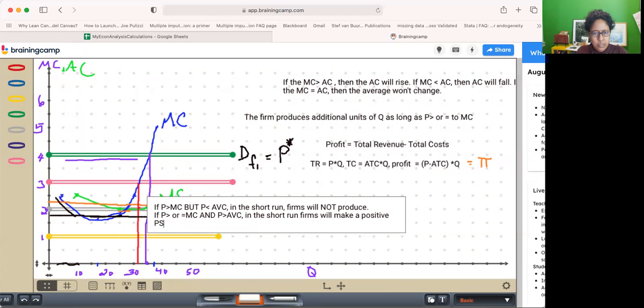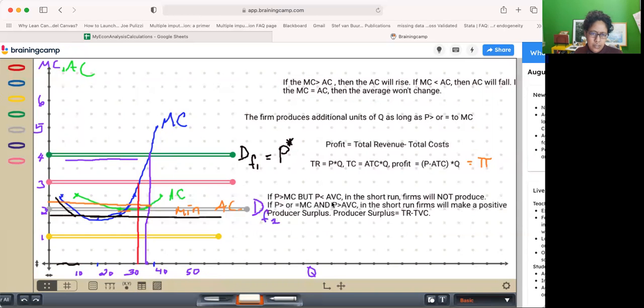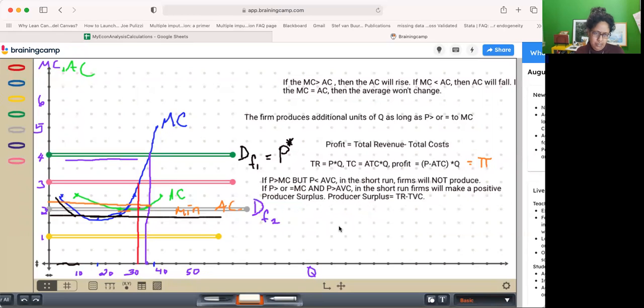So I'm going to define something now. Producer surplus is total revenue minus total variable cost. Okay. And so the idea is that in the short run, your fixed costs cannot make a difference to your actual decision of whether to produce zero or any quantity.